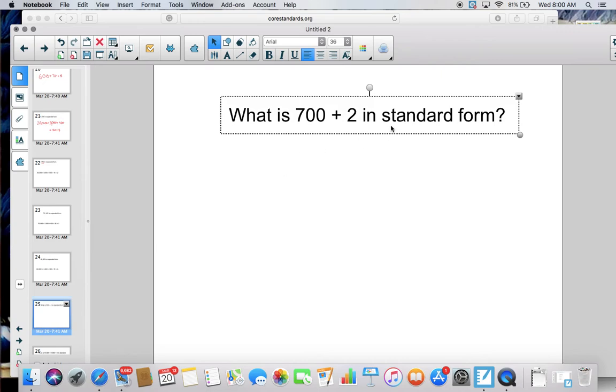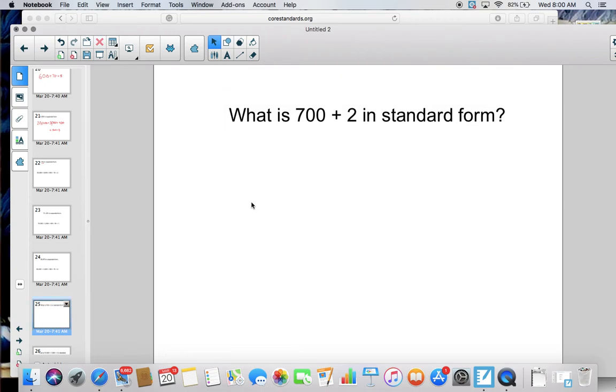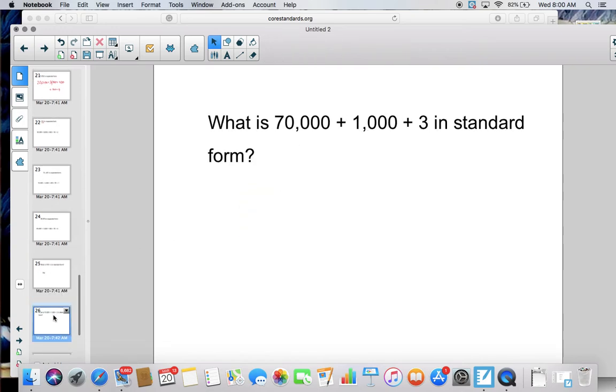Now, notice we're switching it to standard form. Standard form is the way that we normally write numbers. Here it's in expanded form. So what is this number in standard form? Click pause, try it on your own. Welcome back. You should have written 702. Notice there's nothing in the tens place. Try this one. What is 70,000 plus 1,000 plus 3 in standard form?